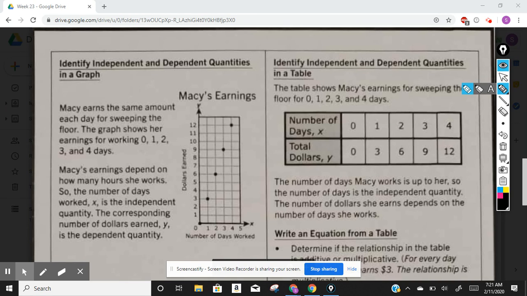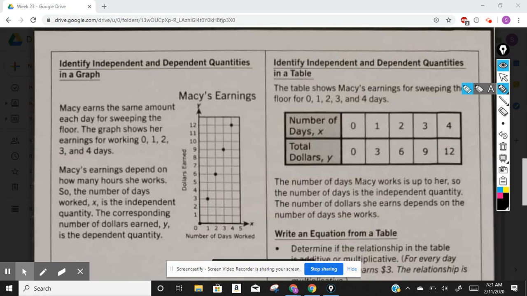So it says identify independent and dependent quantities in a graph. And if you look over here, I always like to look at the graph first. I see it says Macy's earnings. Okay, we have a Y and an X-axis. The X-axis is the number of days worked. They're counting by ones. And the Y-axis is dollars earned. And again, they are counting by ones. You also notice you have some coordinate points plotted. They look like they form a straight line, so that's interesting.